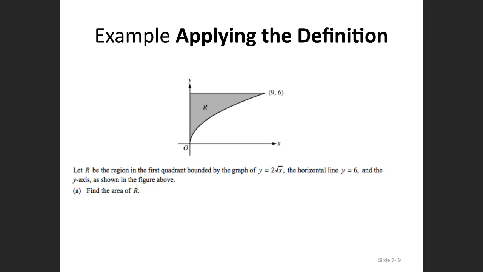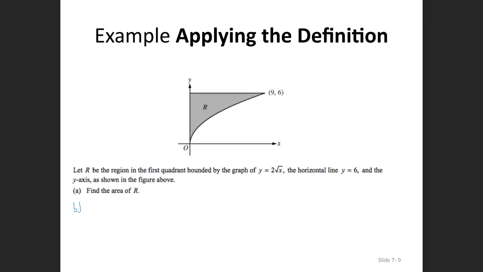It says, let R be the region in the first quadrant bounded by the graph of y equals 2 square root of x, the horizontal line y equals 6, and the y-axis, as shown in the figure above. Find the area of R. Part B would be next week: we're going to rotate this about the x-axis and it's going to form a volume. Find the volume if I rotated it around the x-axis or the y-axis. Doesn't matter. But this week we're just dealing with area.